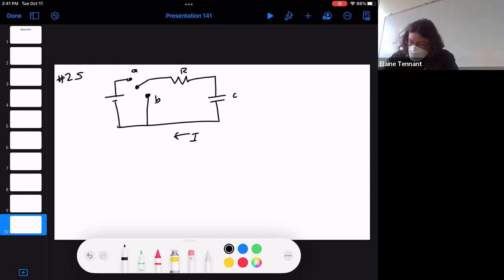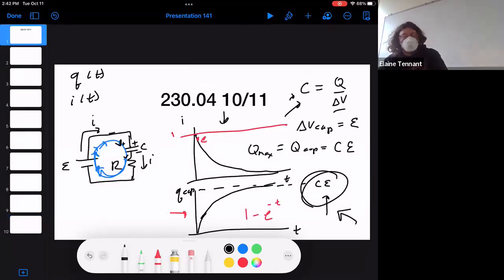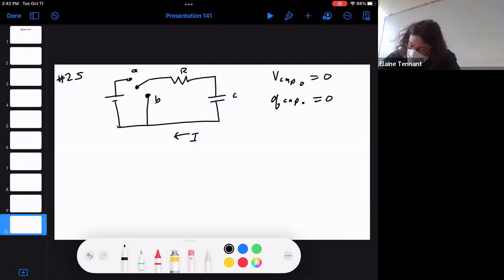Okay, so they want to talk about when we're charging. So the same thing we've been talking about. The initial voltage on the capacitor is 0. The initial charge on the capacitor is 0. And over time, we expect them to do things like this. So we're going to hook up like that. Okay.